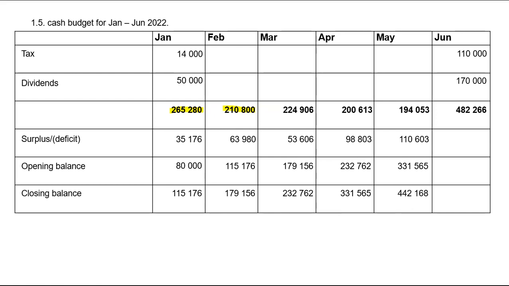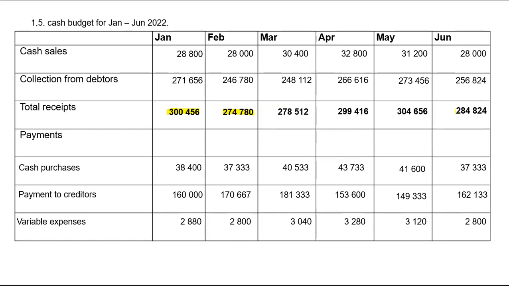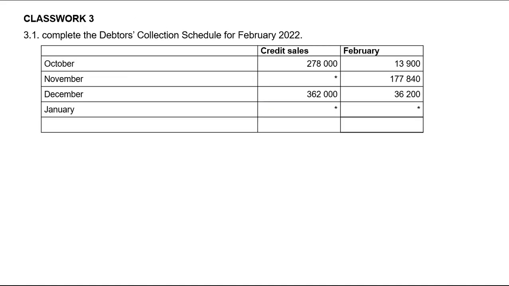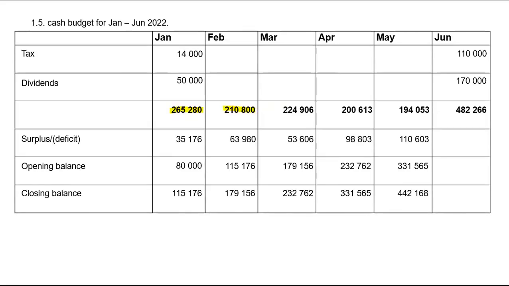For June, to calculate your surplus, you will take your receipts for June, which is 284,824, and minus your payments for June. Payments for June will be 482,266. Your payments there are greater than your receipts, resulting in a deficit.